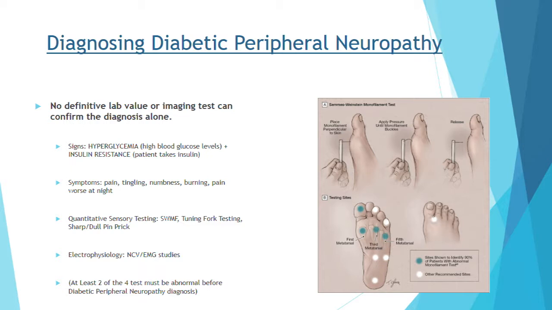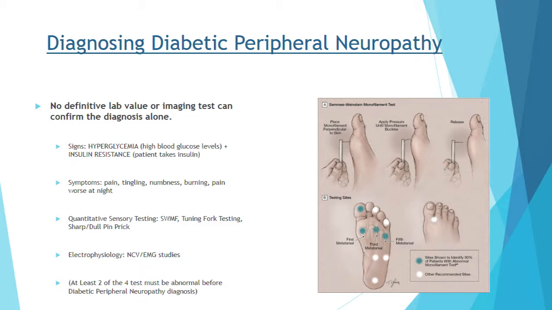Tuning fork, vibration. We know that patients with diabetic neuropathy can't feel vibration as well as they should. They also can't tell the difference if I'm sticking them with a sharp object or a dull object. So these are all clinical examinations that we do quickly when we perform a comprehensive diabetic foot evaluation. And then lastly, diagnostics. A nerve conduction velocity or an electromyography study can help or assist with the diagnosis.